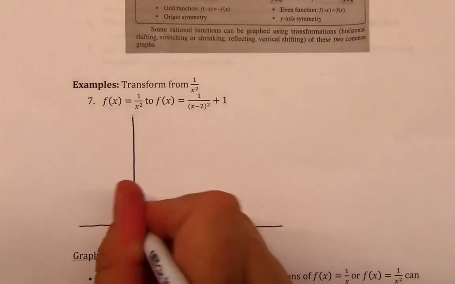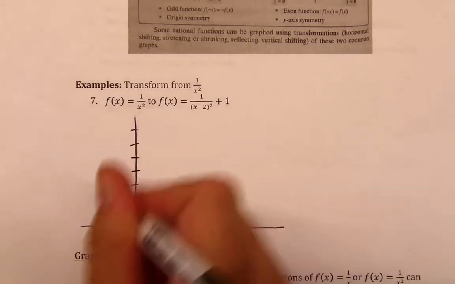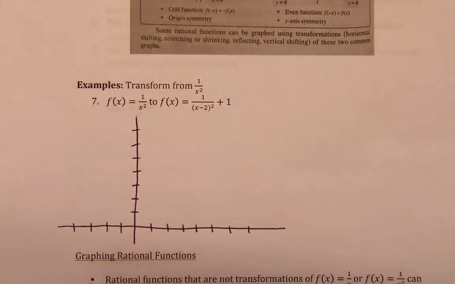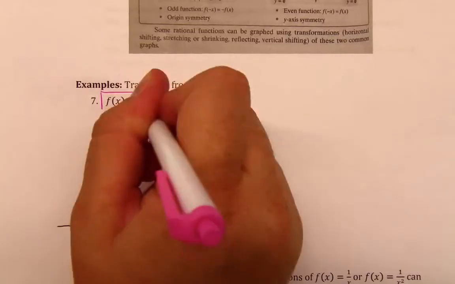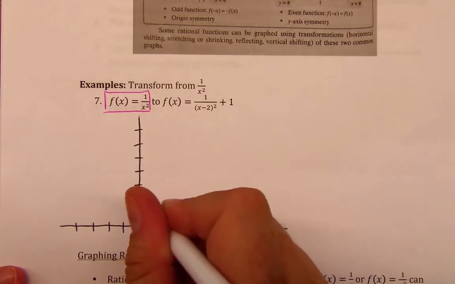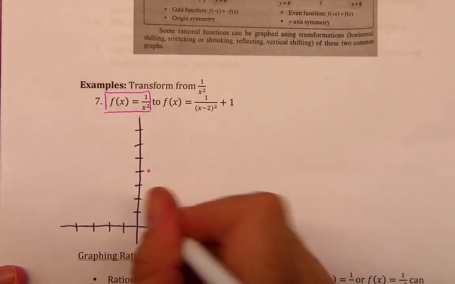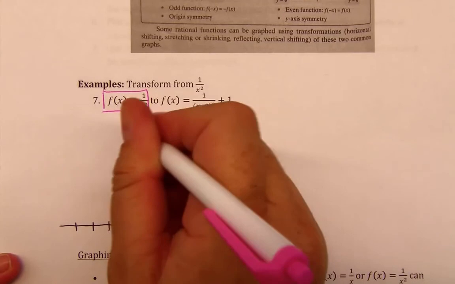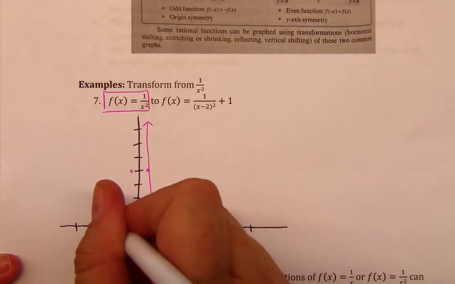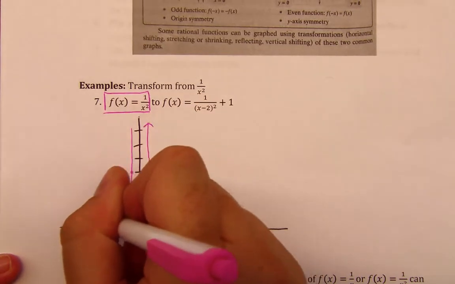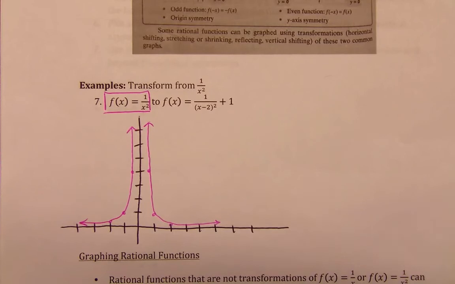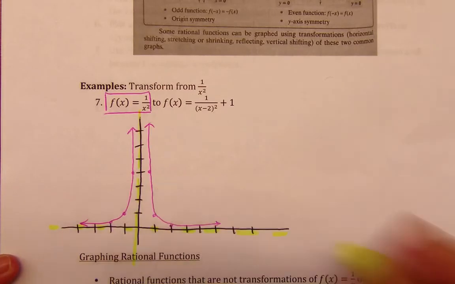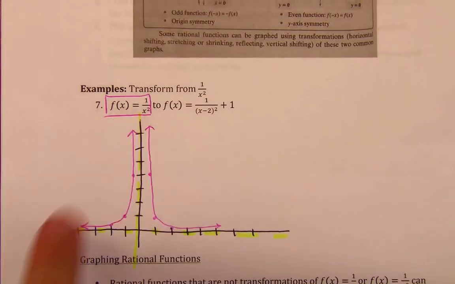We have 1 over x squared. Okay, and I'm going to do this one in pink here. So 1 over x squared, we already graphed that, so I'm just going to go ahead and draw that graph out since we already have that. All right, and then we know that we have a vertical asymptote at 0, horizontal asymptote at the x-axis. So that's just this function right here.